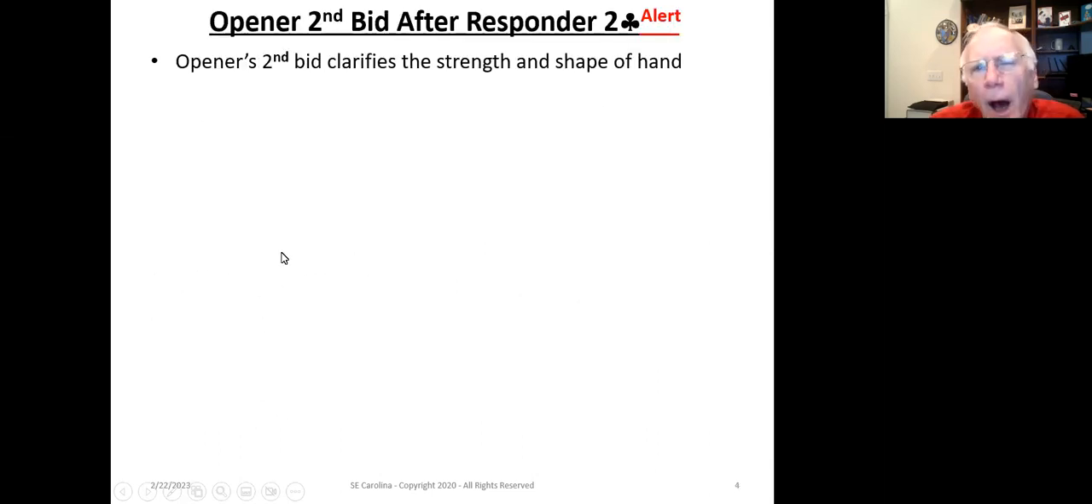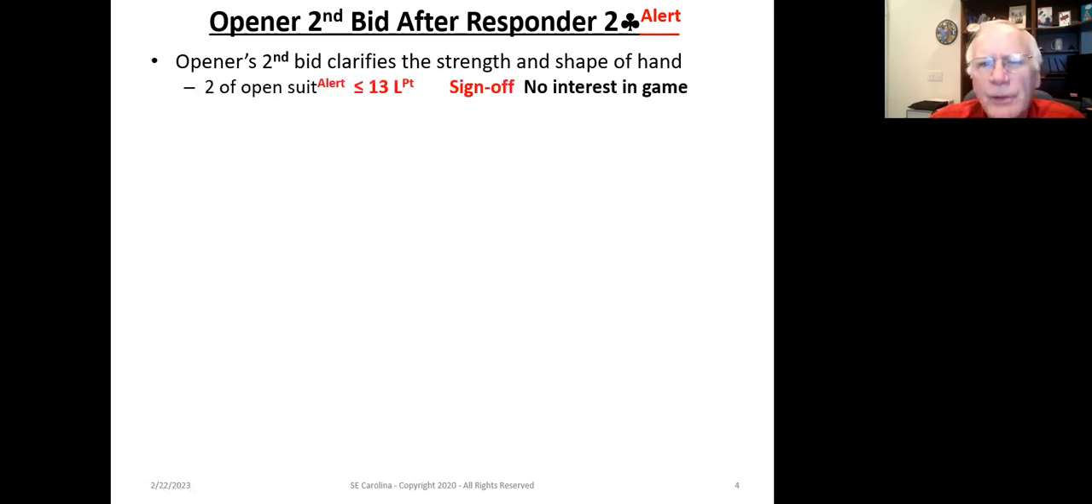All right. Now, once the responder bids two clubs, the opener's second bid is going to clarify, first of all, the strength of the opener's hand, and then the shape of the opener's hand.